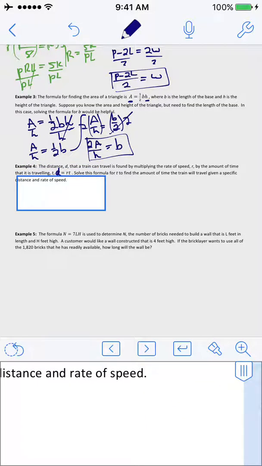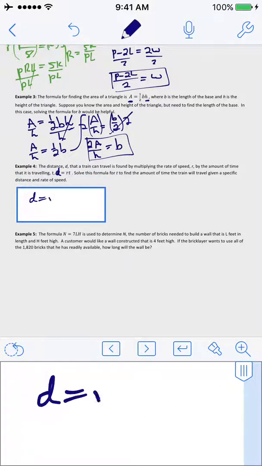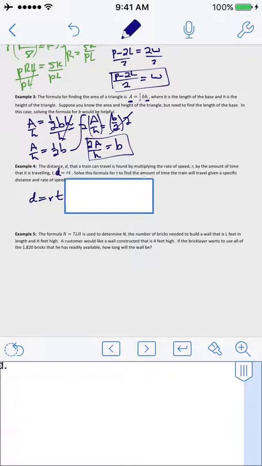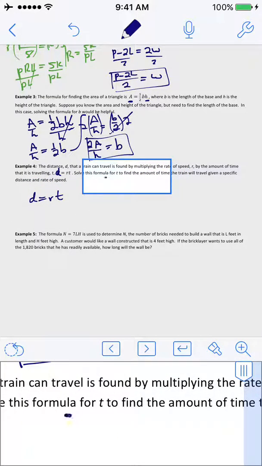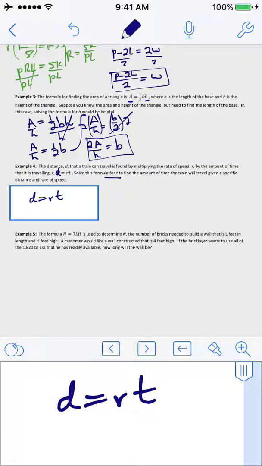Alrighty, so we have this specific formula. D is equal to RT, right? And they want us to solve for T. Hopefully you were able to pull that out of the problem. You used your underlining skills, your translating skills, because if you can't do that, you're never going to be able to solve any of these word problems, and the unit test is going to be very hard.